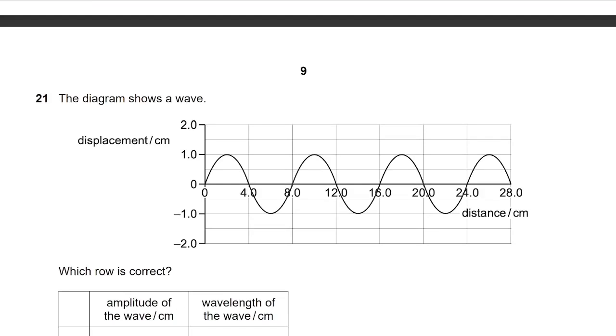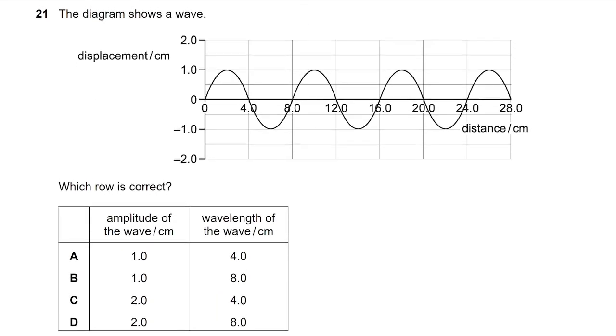We move on to question 21. The diagram shows a wave. So we have a wave here, and it says which row is correct. So we have displacement and which row is correct. Okay, so amplitude. We know amplitude is this much. This is the amplitude. So the amplitude in this case would be 1. So from 0 to here, it would be 1. So it's either these two.